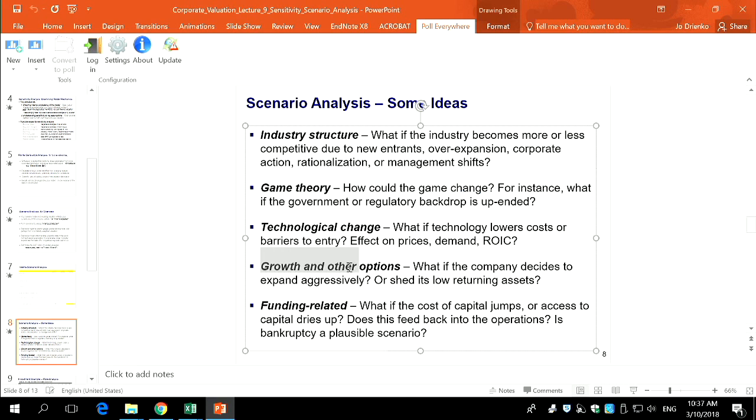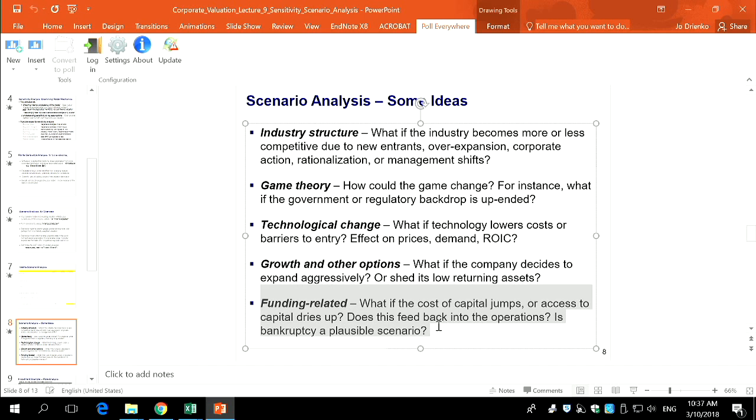Growth and other options. Well, what if a company decides to aggressively sell its low return assets? What if JB Hi-Fi decides to close all its New Zealand stores? Right? The New Zealand stores haven't been doing that well, if you've been reading. And what if they decided to close all the New Zealand stores? What would happen to the value per share? Or sold them. Yeah?